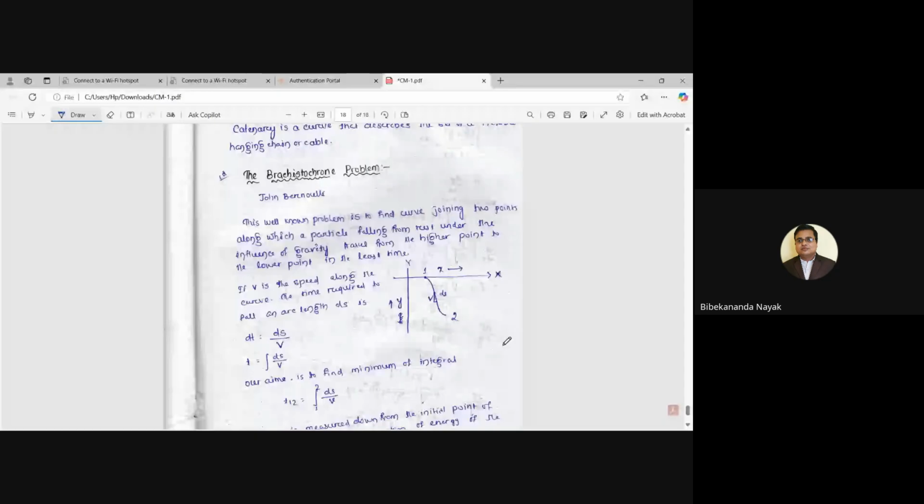The minimum time of fall. A body is falling freely from a point. Find the path for which the time covered should be minimum.